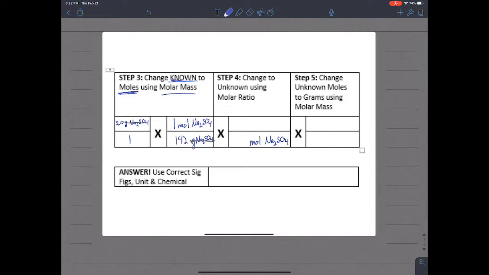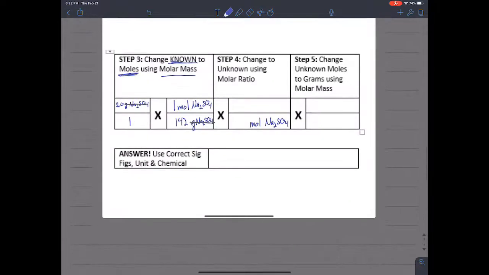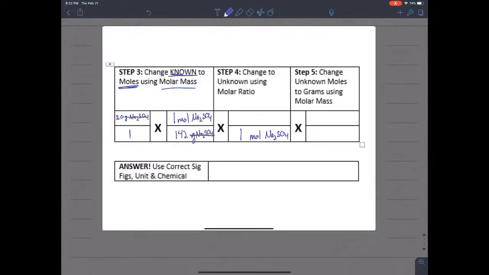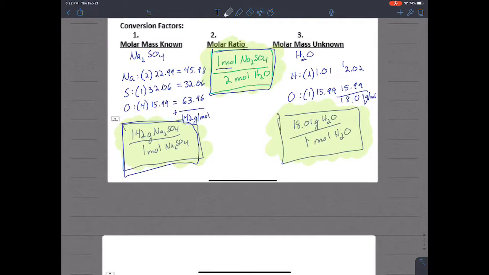All right, and if I look up at my conversion factor, that is 1 mole of Na2SO4 for every 2 moles of H2O. So I canceled my moles of Na2SO4, and now I'm in moles of water. So now we're here, and our next step is to go here to our final answer, which is mass of H2O. Okay, so now we can go to mass of H2O using this conversion factor.